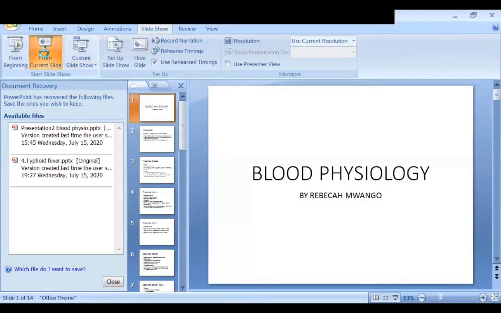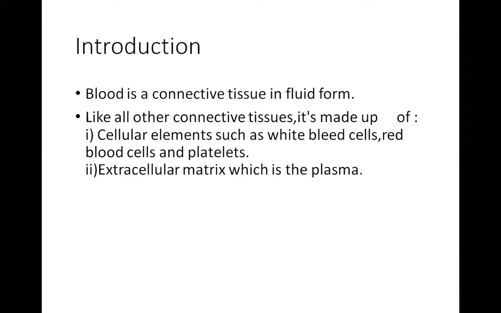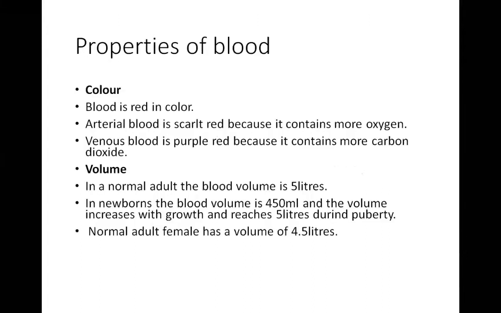We're going to discuss today about blood physiology. My name is Rebecca Mwango. So, under blood physiology, we'll be discussing the general introduction, the properties of blood and blood components, and the function of the blood. So basically, blood is a connective tissue in form of fluids. Then, like any other connective tissue, it has cellular elements like the white blood cells, red blood cells, and the platelets. And also, it has the extracellular matrix, which is the plasma.